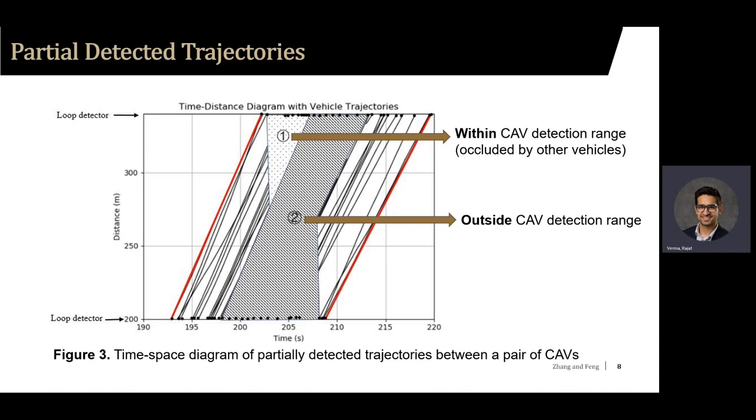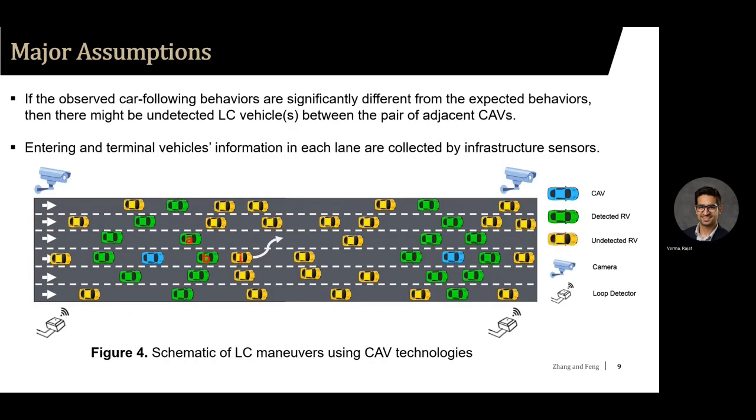The first missing part is area 1. This is within the CV's detection range, which means this area's trajectory is occluded by other vehicles. Area 2 is the area outside the CV detection range. So our job is to reconstruct the trajectories in these 2 areas.